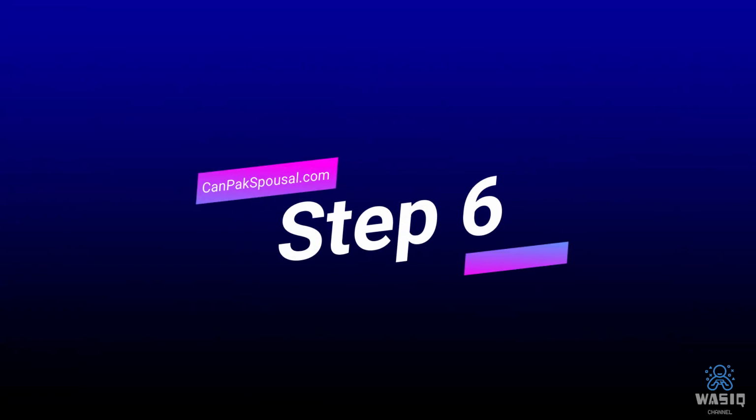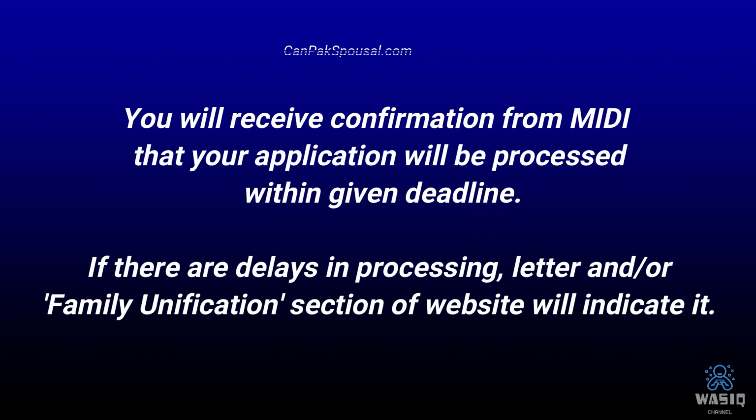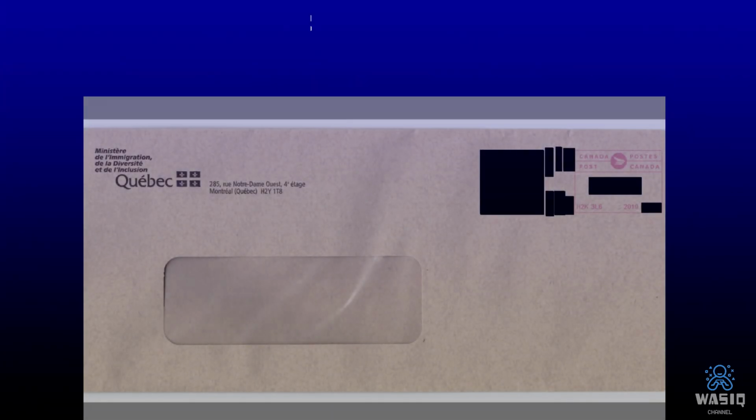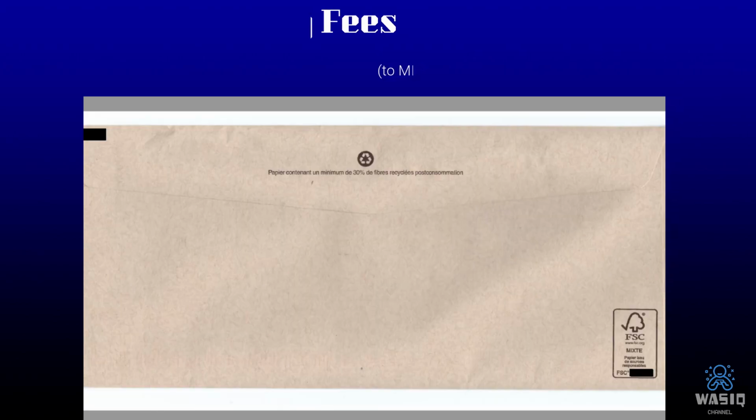Step 6. So you will receive confirmation from MIDI that your application will be processed within the given deadline. If there are delays in processing, it will be displayed on the website, family unification part of the website, and also they might inform you, or you may call them. This is how the envelope would look when it is posted to you.